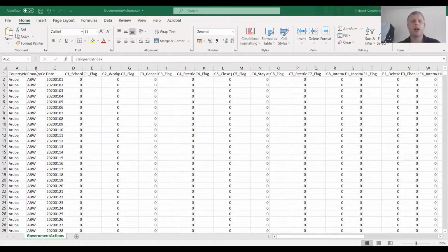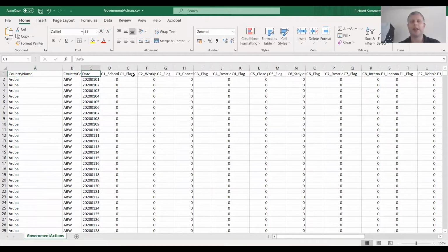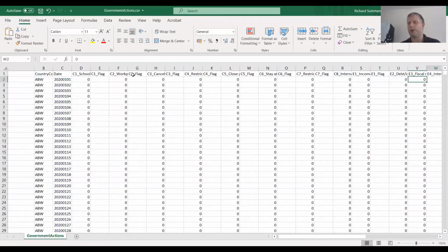Fantastic that it is. Country, the country name, country codes, the date, every day since January 1st, school closures, workplace closures, cancelling public events, restrictions on gatherings, closing public transport, stay-at-home requirements, restrictions on internal movement, so that's within the country, where you're allowed to go. Could we go to Wales, for instance? And then international travel control, so travel bans. And then it gives, depending on the day, what level of restriction is involved. So it's saying, look, none of these restrictions were put in place on January 1st.